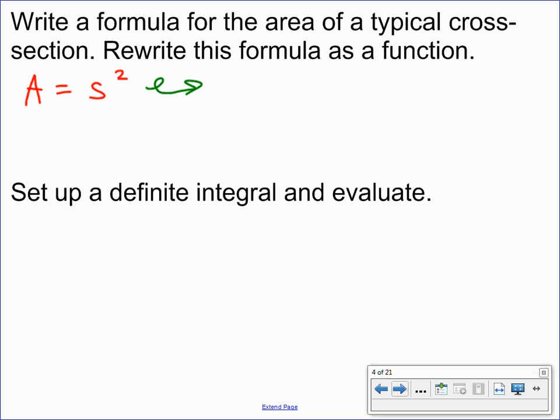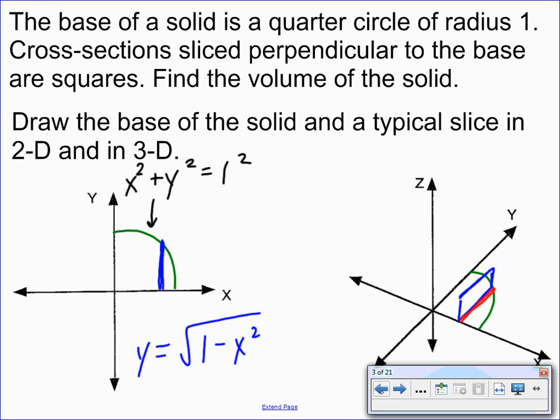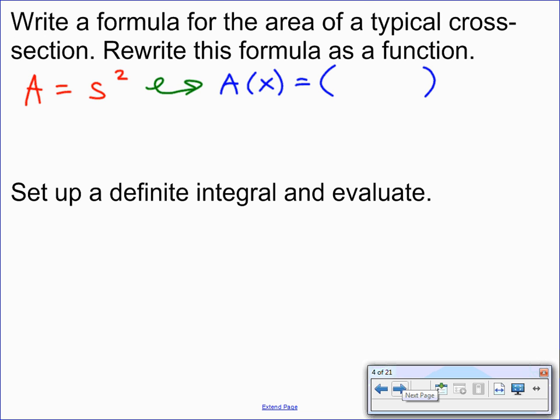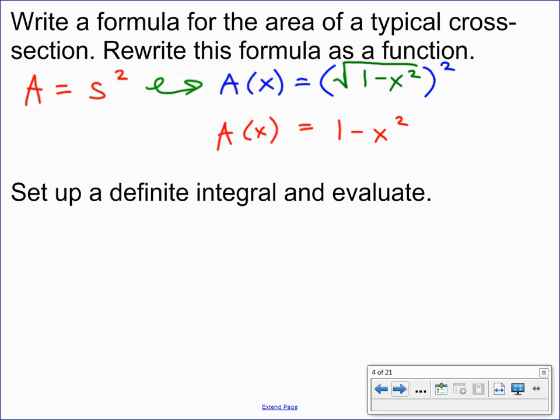The formula A of x. A of x is given by side length squared. And we saw how the green curve was given by the square root of 1 minus x squared. Therefore, my side length S is square root of 1 minus x squared, and squared is side length squared. So did we do that right? And what is the square root of 1 minus x squared, squared? Well, it'll just be 1 minus x squared, right? So this is my A of x formula: 1 minus x squared. Okay, there's my area formula.